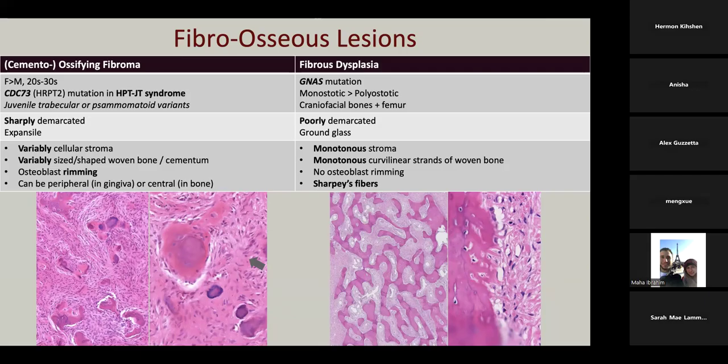The spicules of bone are variably sized and shaped. You get these little purple cementum-like particles. These are sharply demarcated and expansile.